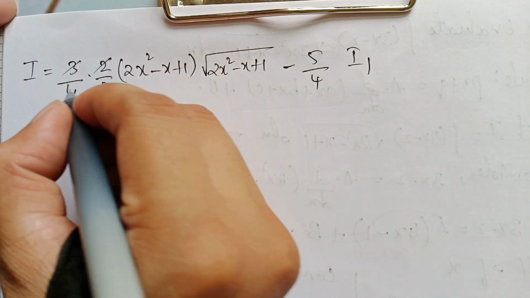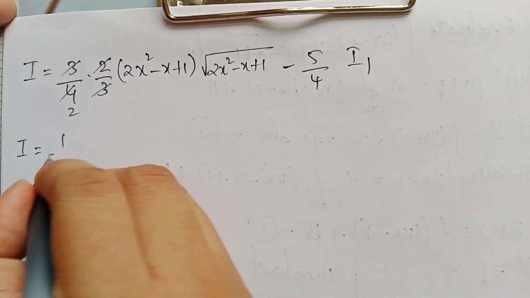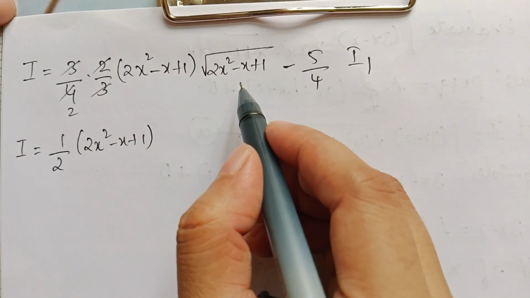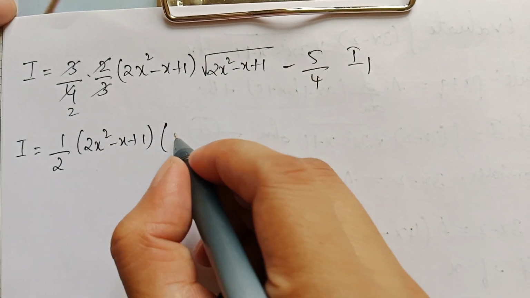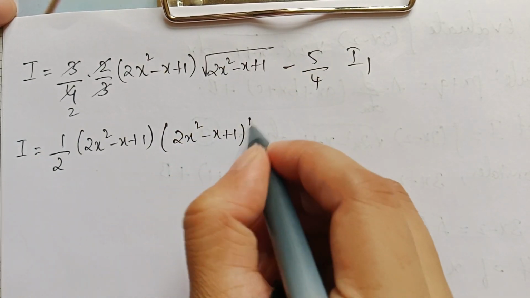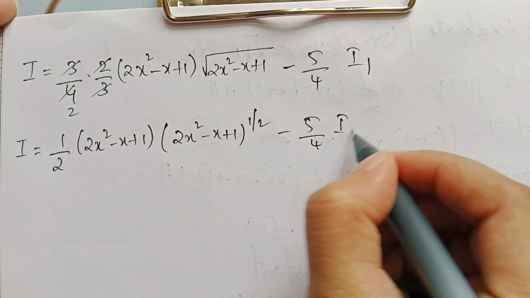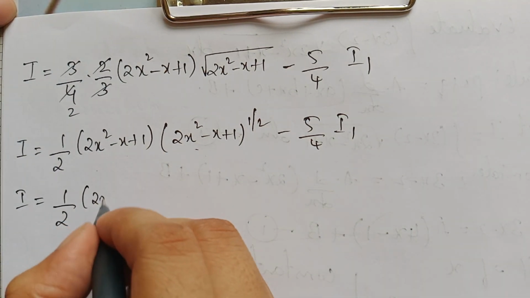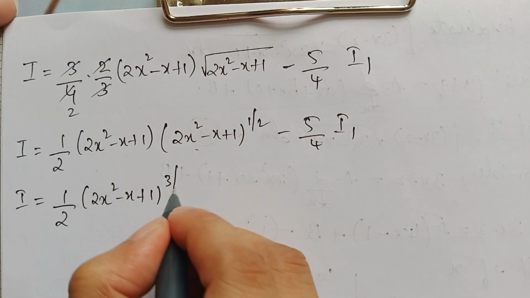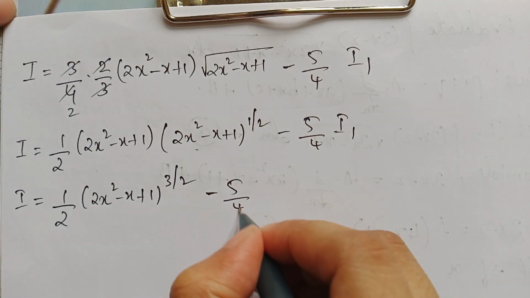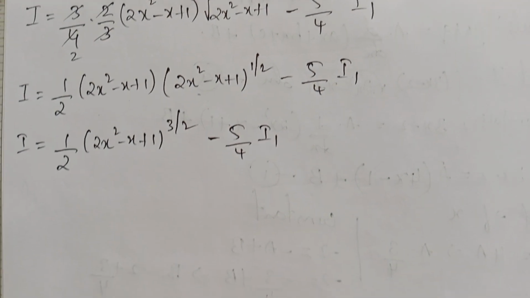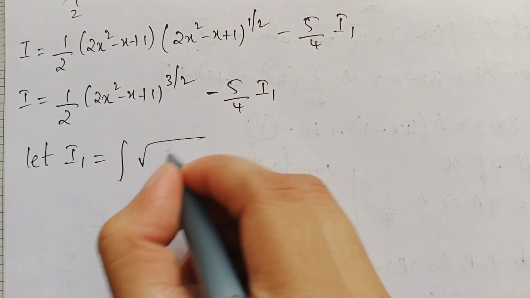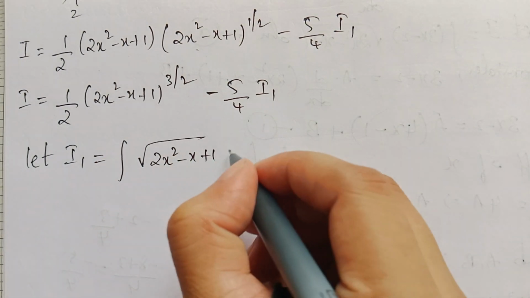So here 3 gets cancelled, 2 ones are 2, 2 twos are 4. So I is equal to 1 by 2 into (2x square minus x plus 1). The square root can be written as power 1 by 2, minus 5 by 4 I1. So the bases are equal, the powers can be added, so I is equal to 1 by 2 into (2x square minus x plus 1) whole power 3 by 2, minus 5 by 4 into I1. Now consider the I1 value. Let I1 be the integral of root of 2x square minus x plus 1 dx.